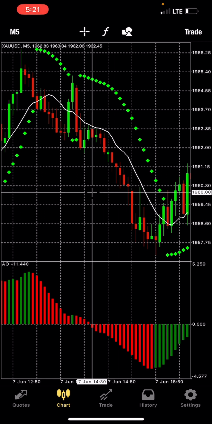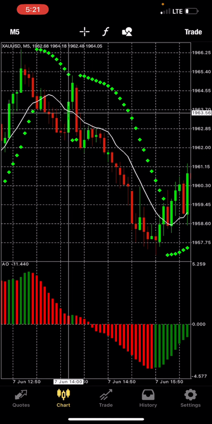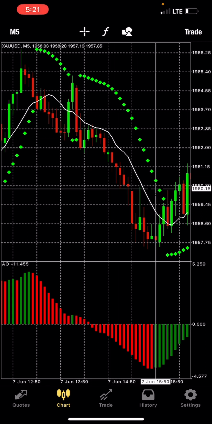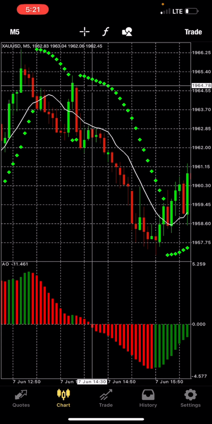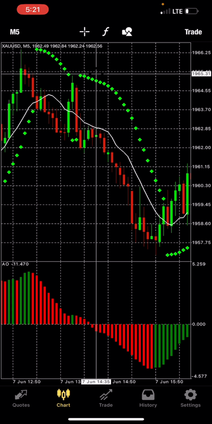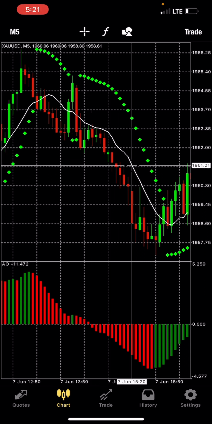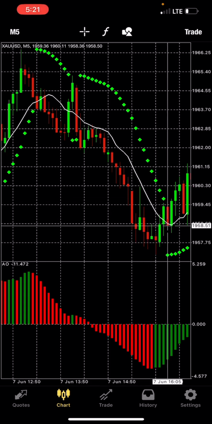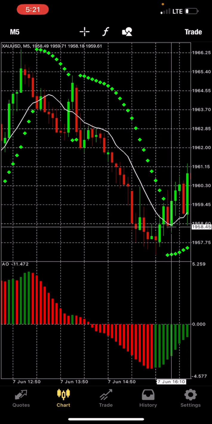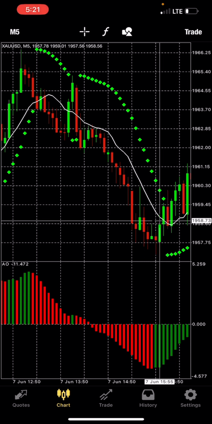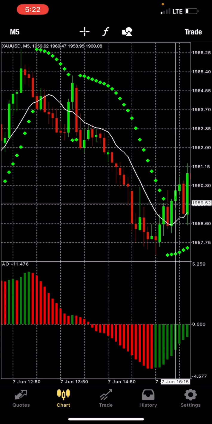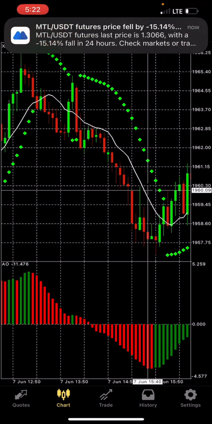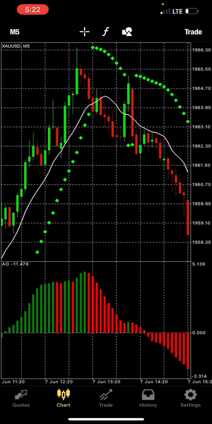So this is the trade we entered here. Our white moving average crosses down, it's going below, and our parabolic SAR has printed above. So we entered the trade, put our stop loss here, then we ride it through, then exit here. You can exit either here or when the candles cross this white moving average upward. So your choice, guys. That's just it, basically.